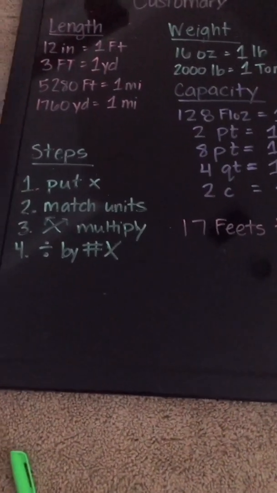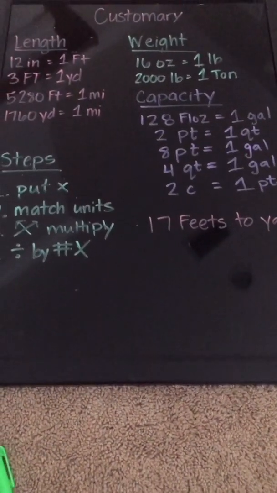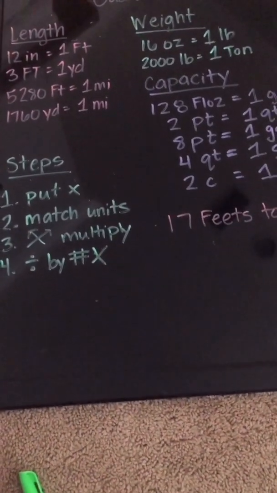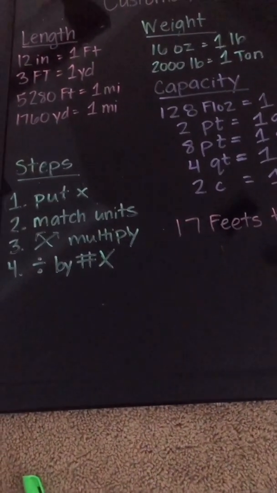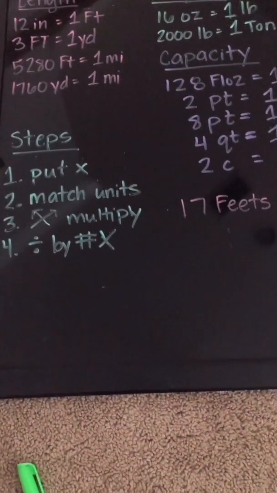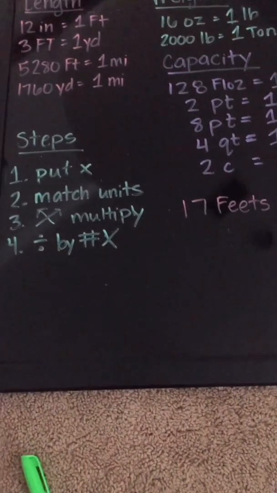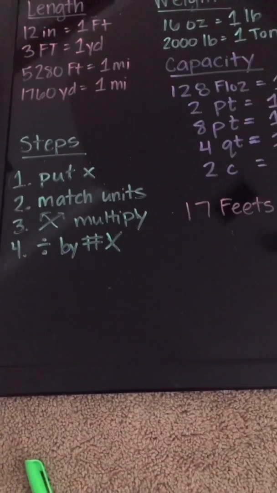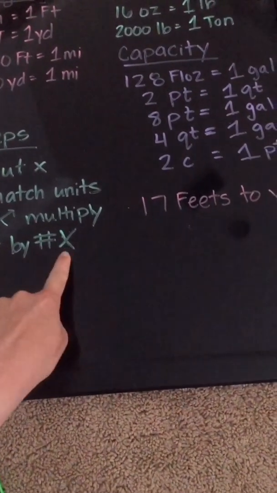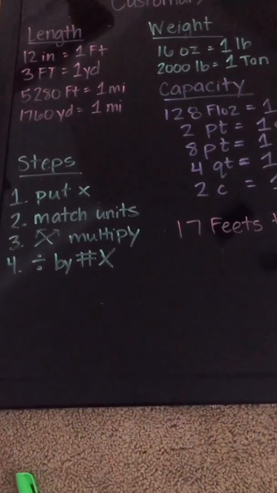So our first steps, we set it up as a proportion, and the reason why I taught you guys this way is because when you get to middle school, proportions are a 6th grade standard, so then you'll already have some knowledge about what proportions are and what they look like. So the first step is to put X. Step 2 is to match your units. Step 3 is to cross multiply, and step 4 is to divide by the number that is in front of X. So whatever number is attached to X, that's what you're going to divide by.